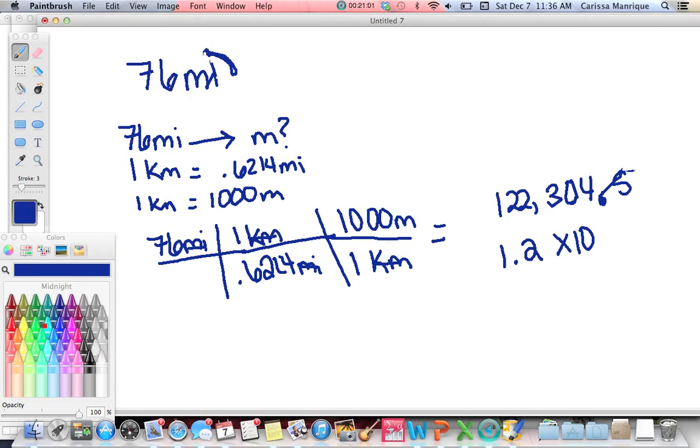Okay, let me use pink. Pink will work. Pink is a nice color.